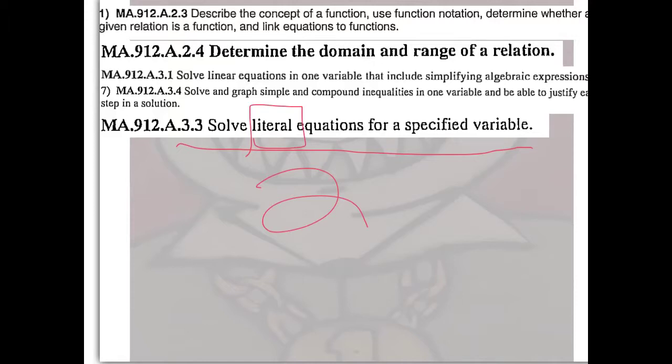Before we do that, we have some clues for you in our secret message. We have the letter M is our next clue.